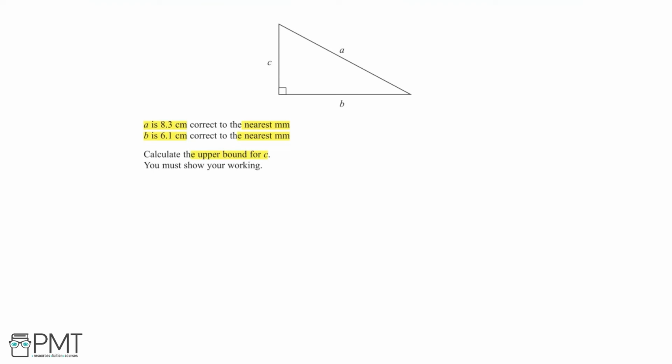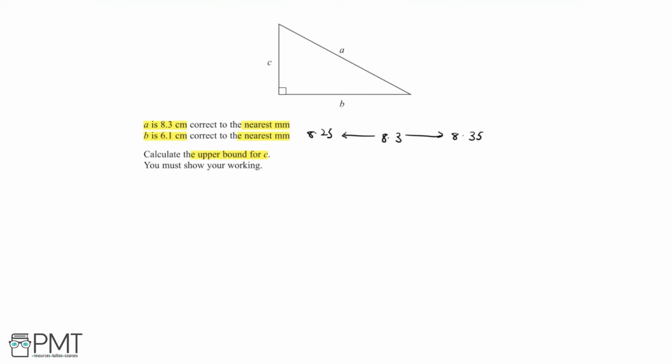So we can start by finding the upper and lower bounds for both A and B. So we'll start with A, which is 8.3 centimeters. Now if this is correct to the nearest millimeter, the upper bound is half a millimeter more than 8.3, and the lower bound is half a millimeter less than 8.3. And so we can say that the upper bound is 8.35, and that the lower bound is 8.25.